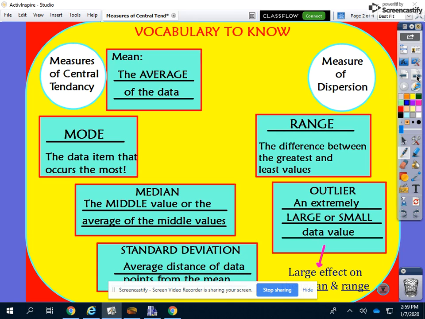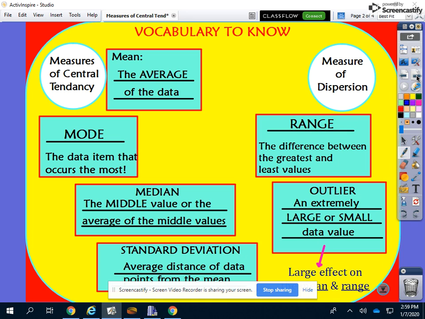The next term you may be a little bit more unfamiliar with. It's called standard deviation. The standard deviation is the average distance of data points from the mean. If you were to take the average distance of the data points, that would give you standard deviation. In order to find that, you would find the distance of each data point from the mean and then take the average. Luckily, our calculator will already do this for us.